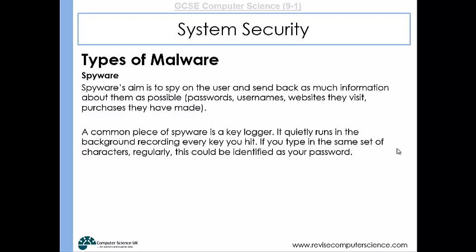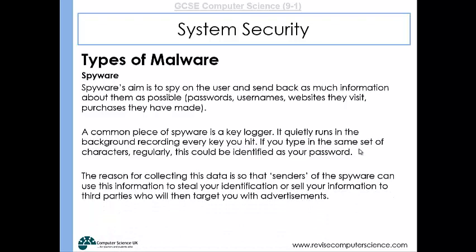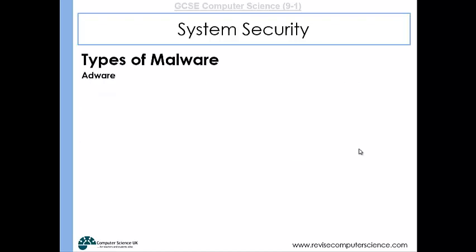And a common piece of spyware is a keylogger. As I've just said, it's the software which will record all the keys that you hit on a keyboard. So if you type in the same set of characters over and over again, they may well be able to identify that as your password. And the main reason for collecting this data is so that senders of the spyware can use your information, perhaps to steal your identity, or perhaps to sell your information to third parties who can then target you with adverts.